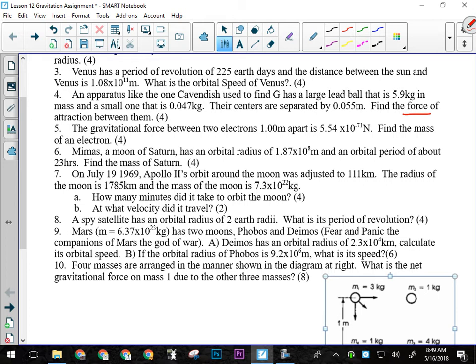Question number seven, we've got Apollo 2's orbit around the moon. It was adjusted to 111 kilometers. Is that the height above the moon, or is that the distance to the center of the moon?